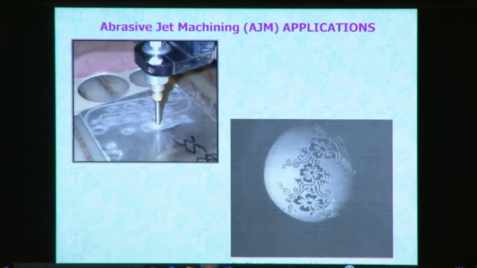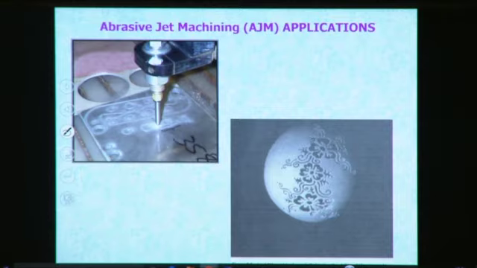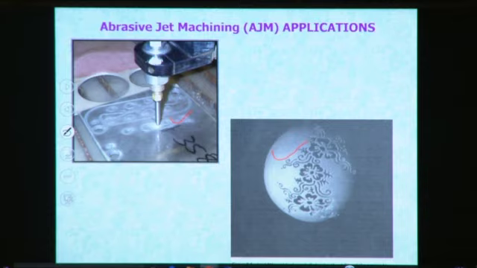So these complicated details also you can generate into the workpiece. So this kind of complicated details can be generated into the workpiece. So here is the example of abrasive jet machining. This kind of design can be generated on an eggshell. Okay, so on an eggshell actually this kind of design is generated.